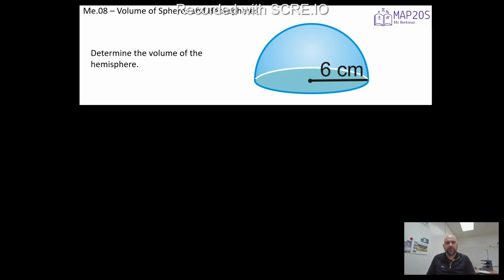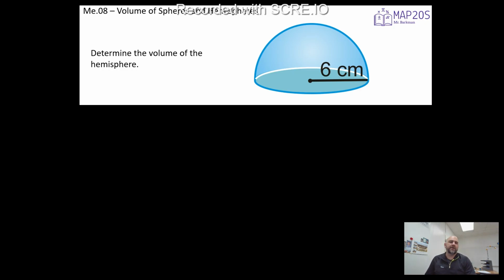In this example here, we're going to take a look at how we find the volume of a hemisphere. Now a hemisphere is a half sphere. So we're taking some ball and cutting it in half. It's going to be exactly in half, so it resembles a regular sphere, but it's exactly half of that.